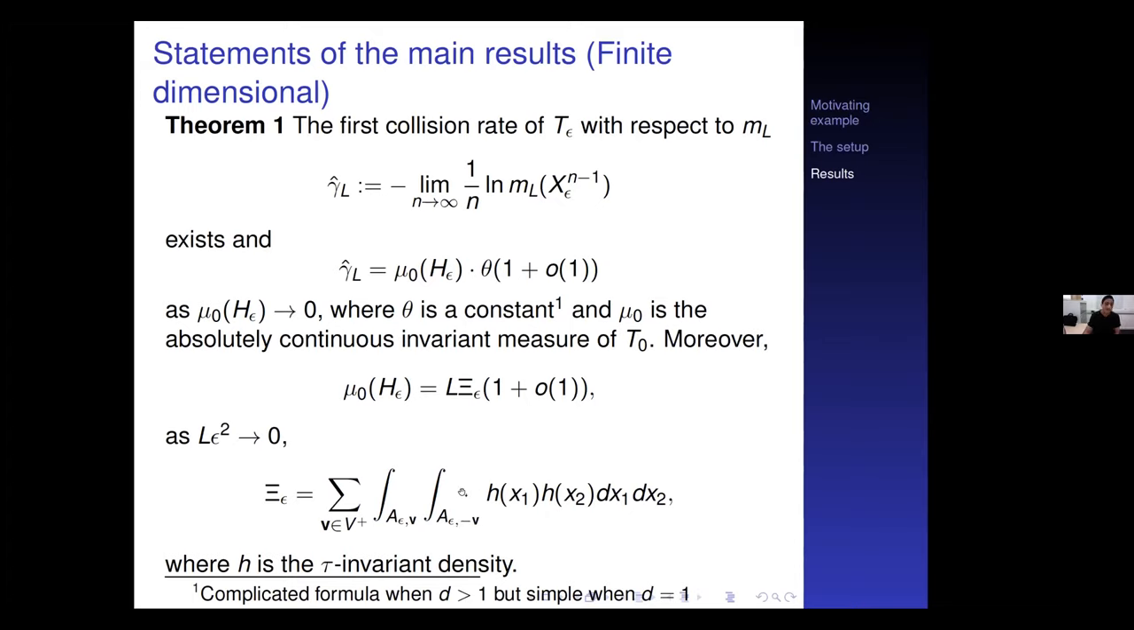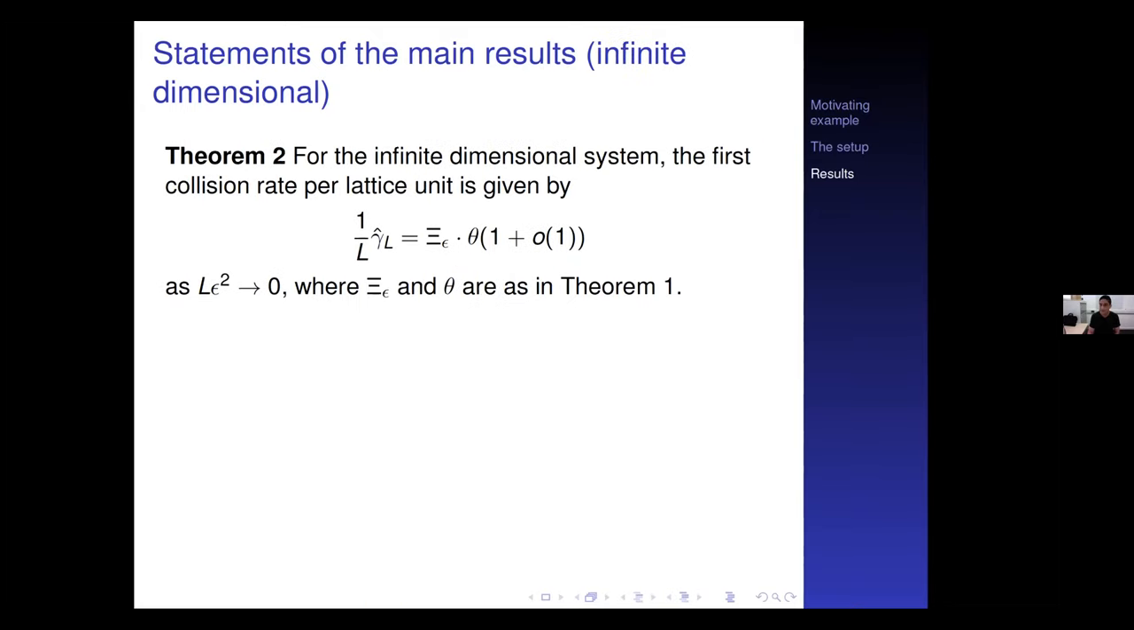So now it is obvious how you should normalize and how you should take the limit. Simply, I'm going to normalize by 1 over L. And if I take the limit as L epsilon squared goes to zero, I obtain the following formula for the collision rate per lattice unit, where psi, epsilon, and theta are the same as in Theorem one.